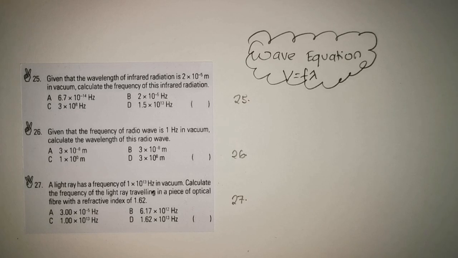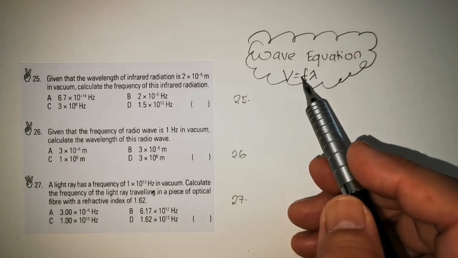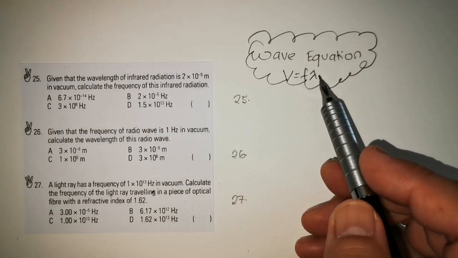Okay, in this video I will show you how to use the wave equation. The wave equation is v equal to f lambda. v is the speed of the waves, f is the frequency, lambda is the wavelength.